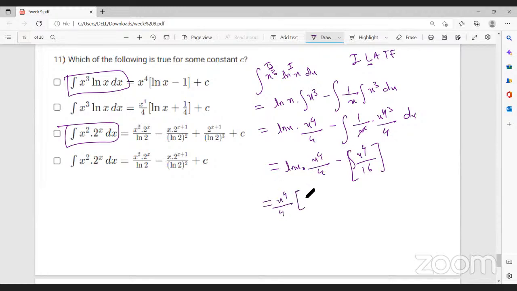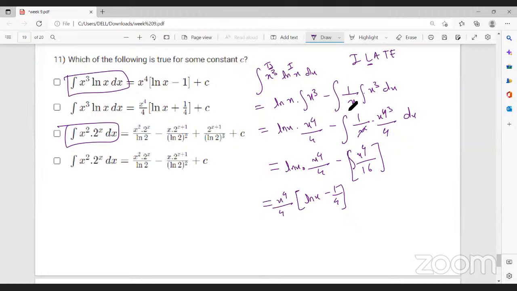So what I will get, log of x minus 1 by 4. The option is not given. We have done some mistake, right?